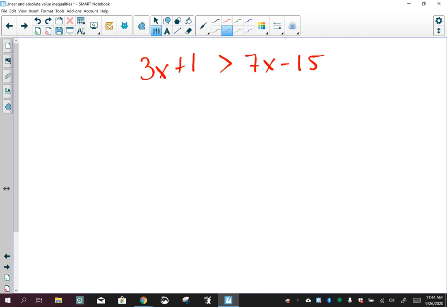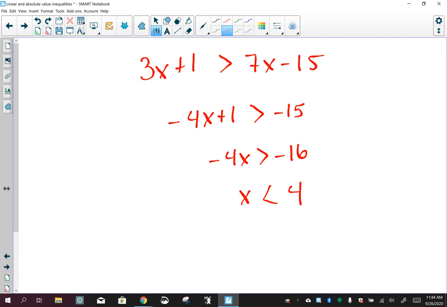All right. So again, when I'm dealing with inequalities, I always like to have my variables on the left-hand side. So I'm going to go ahead and subtract this 7x, and I wind up with negative 4x plus 1. And that's going to be greater than negative 15. I'm going to subtract the 1, so I get negative 4x is greater than negative 16. I'm going to divide through by negative 4. And then that means I'm going to flip my inequality sign, and then I wind up with a 4.